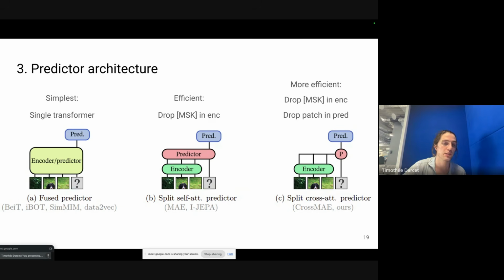But now, if we go one step further, you don't predict visible tokens. You should only predict mask tokens. And therefore, you do this split cross-attention predictor, where the encoder only sees visible tokens and gives out embeddings. The predictor only sees mask tokens and cross-attends to these embeddings to produce the prediction. This is something that was actually already in the literature in Cross-MAE. I didn't know about it. But yeah, it's slightly even more efficient and even more like, it's just separation of concerns: encoder encodes, predictor predicts, and that's all.